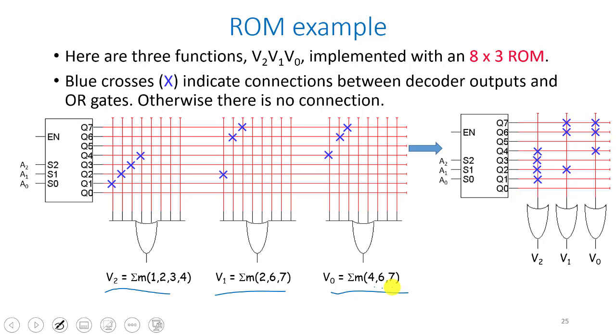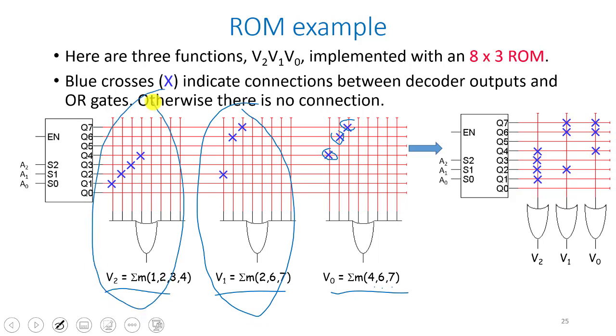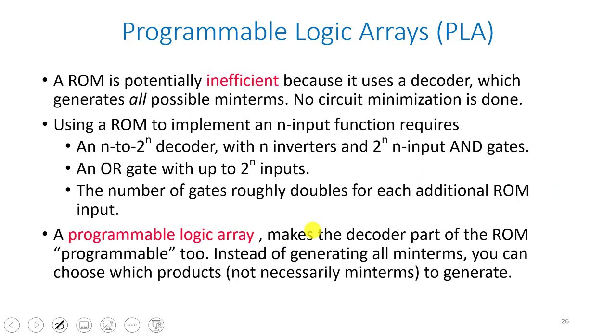So we draw the line like this. We put an OR gate and we put an X on 4, 6, and 7, and we do the same for V1 and V2. To make things simpler, instead of drawing 8 lines going down here, we just draw 1 line, and it's understood that it is an 8-input OR gate. The next step is using programmable logic arrays, which is the commonly used method.